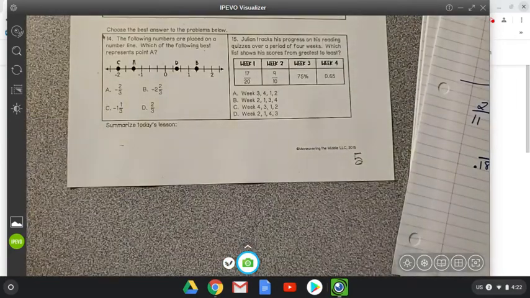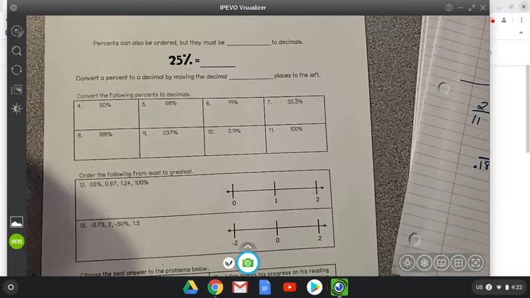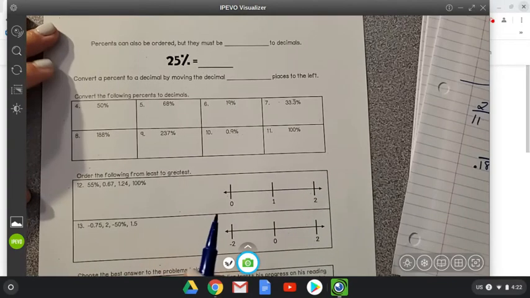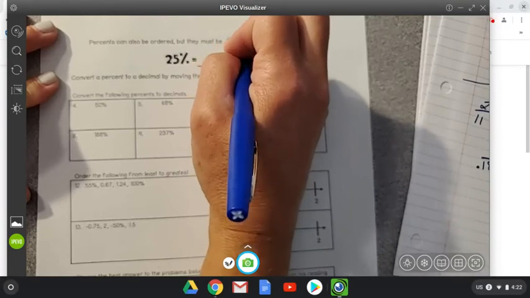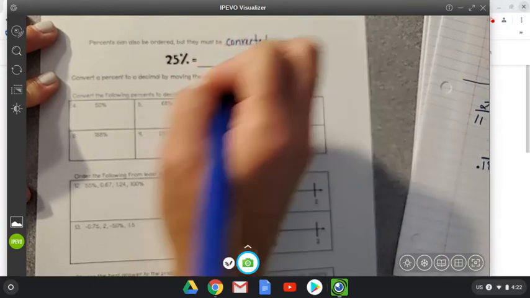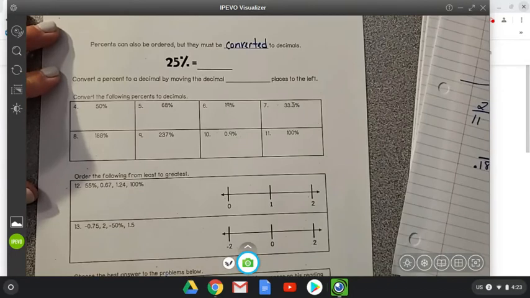All right, let's move on to percents. All right, now on to page 5. At the top of the page, we're going to talk about percents now. So we've already talked about fractions and we've talked about decimals. Now we're going to talk about percents. All right, percents can be ordered, but they must be converted to decimals. So the first thing we have to do in order to put percents in order is to convert them to decimal. So 25% is also 0.25.